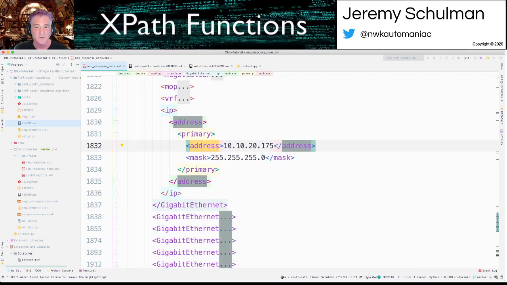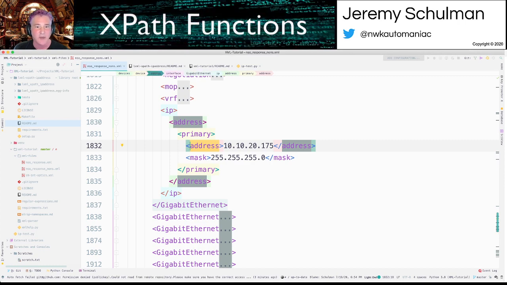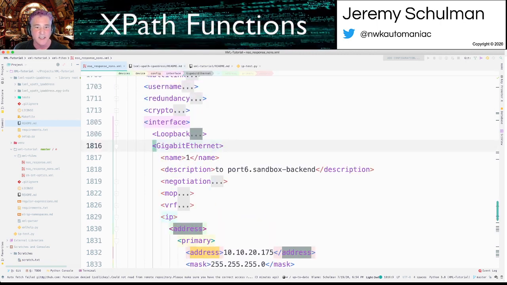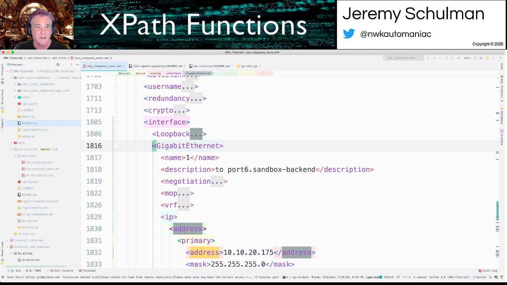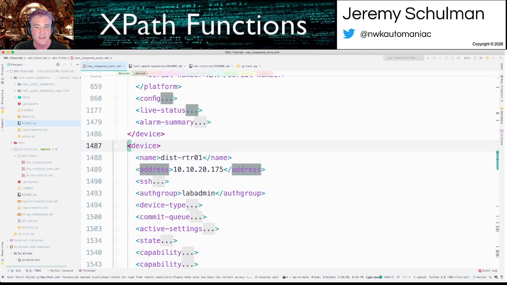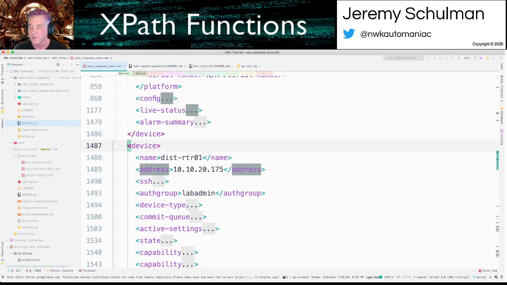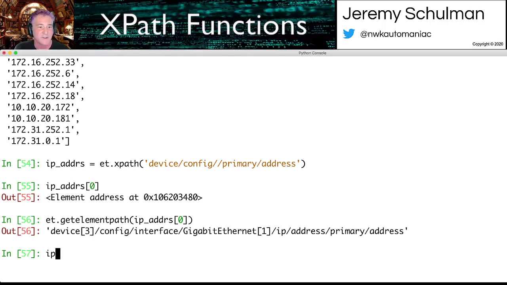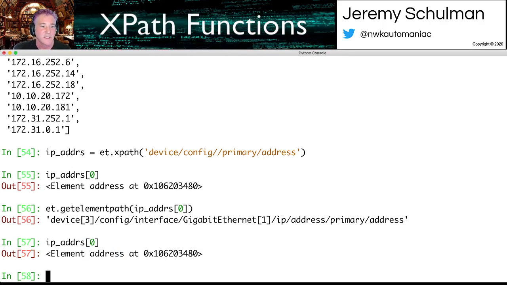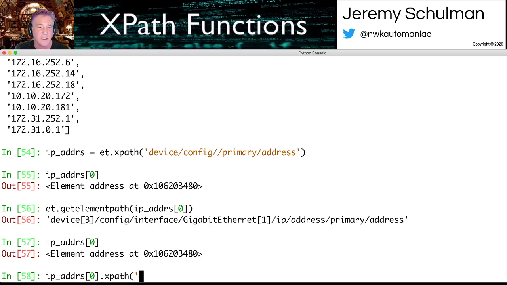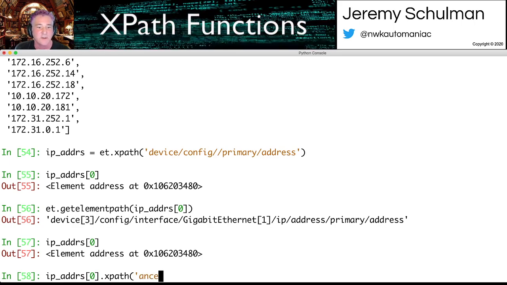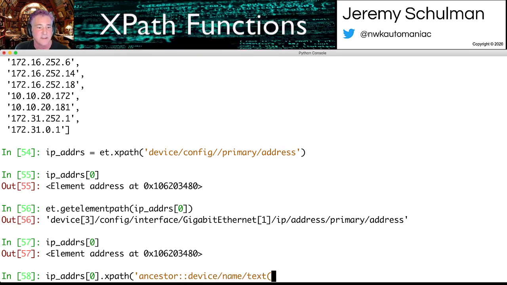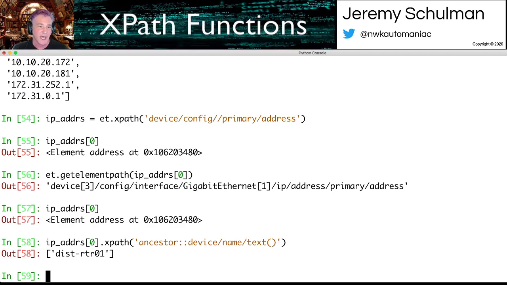So there's the value, and you can see my breadcrumb trail here. I can see this is on gigabit Ethernet 1 of this device, distro RTR1. Now I'm going to flip back to the code. If I looked at IP adders 0, that is that element. And sure enough, I said XPath, go up my ancestor axis to my device and get the name of the device. I can see that it is that device.